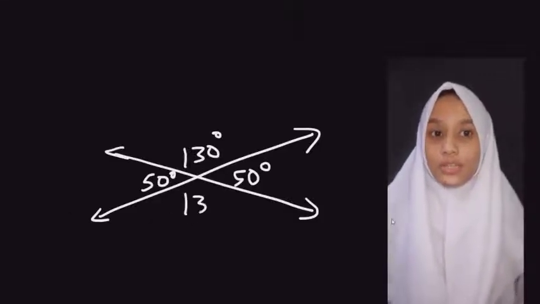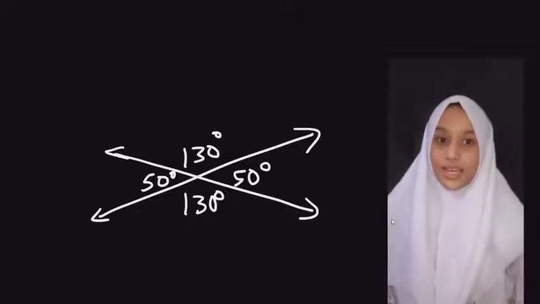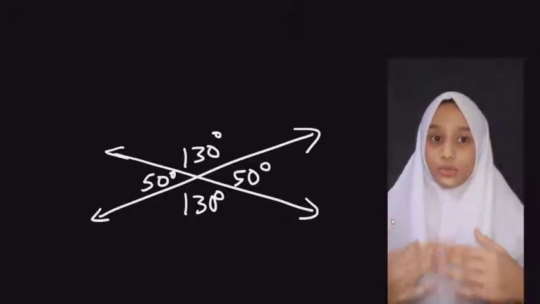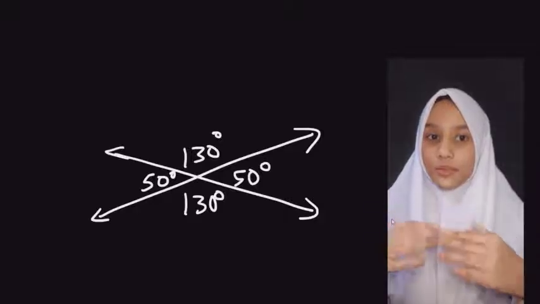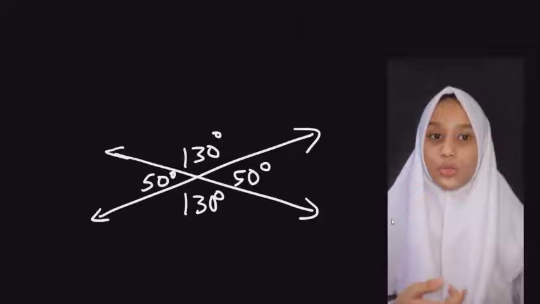So the angle opposite to 130 is a vertical angle too. So this must also be 130, and so that's how you can use vertical angles to find missing angles.